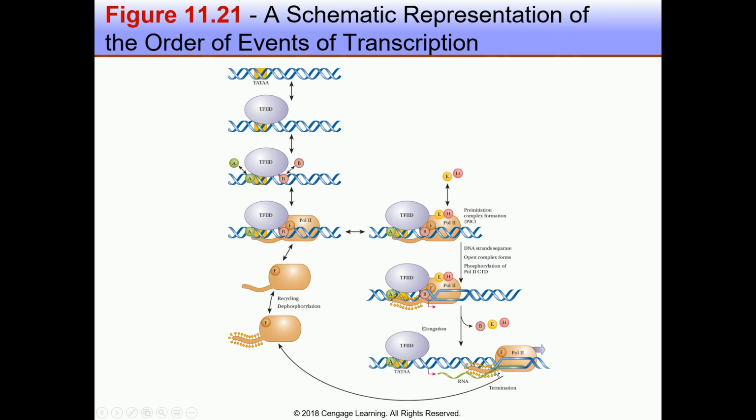It's going to move, and the mRNA will be formed, and this is all part of the elongation. When the termination takes place, at that point this RNA polymerase is going to be dephosphorylated again, and after dephosphorylation it is ready to start the process of transcription again. So this is the main difference between transcription in eukaryotes and prokaryotes, that it involves some transcription factors.